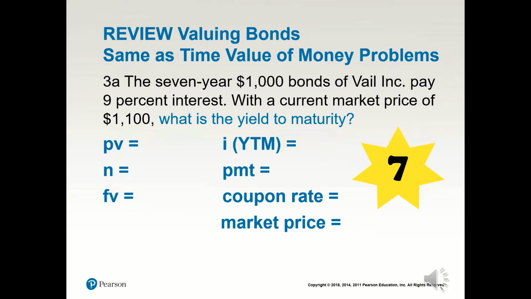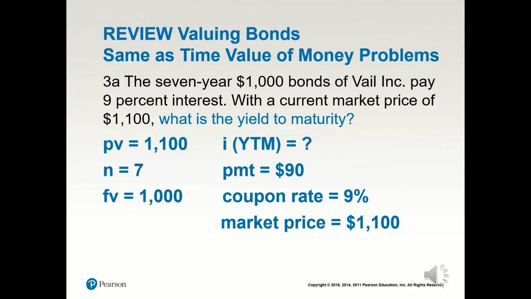We start the process by building a timeline. This time we do it in our head, and we identify the components. We used to have 5 components in the previous time value of money problems, but now we'll be identifying 7 components. To the original 5 components, present value, number of periods, future value, interest, and payment, we add the coupon rate and the market price. These are all the components we need to assess this bond.